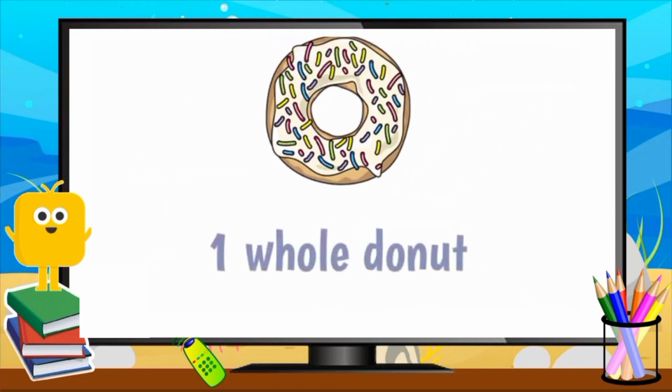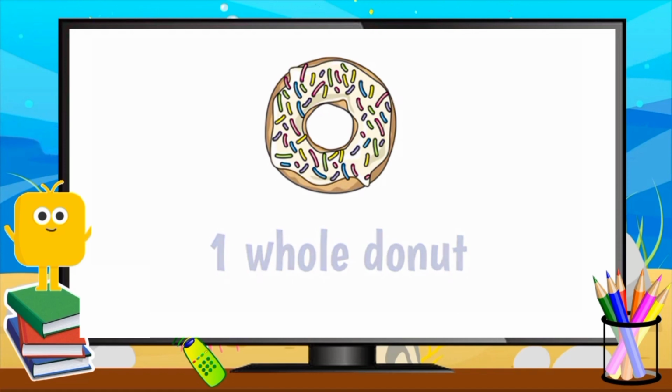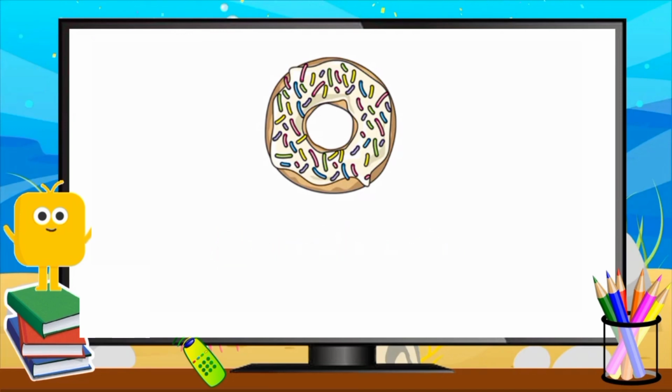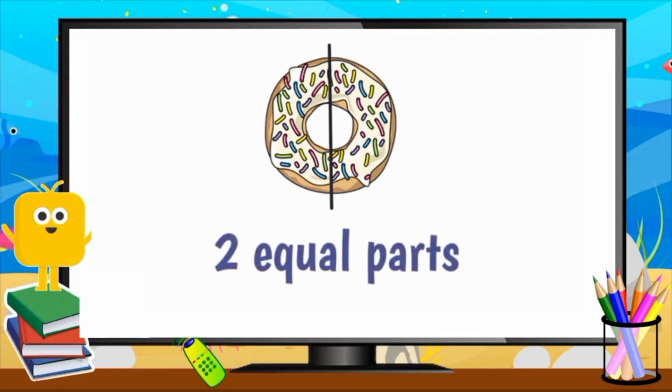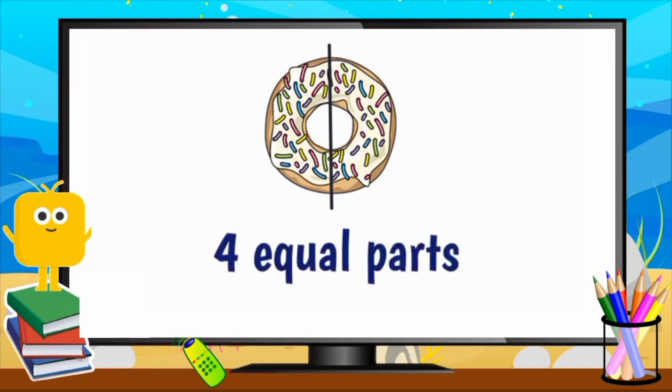Let's now move on and learn about quarters. We are going to use 1 whole donut again, but this time, to make quarters, we need to make 4 equal parts. First, we'll cut the donut into half. Now, we have 2 equal parts.